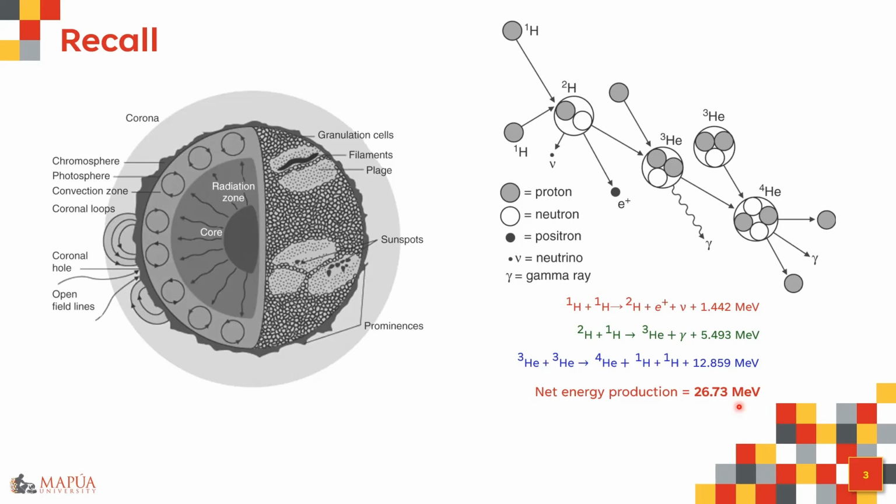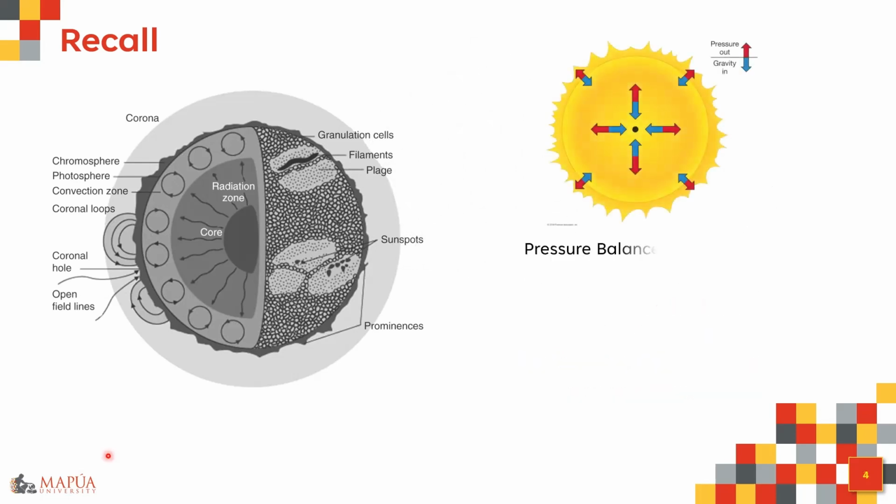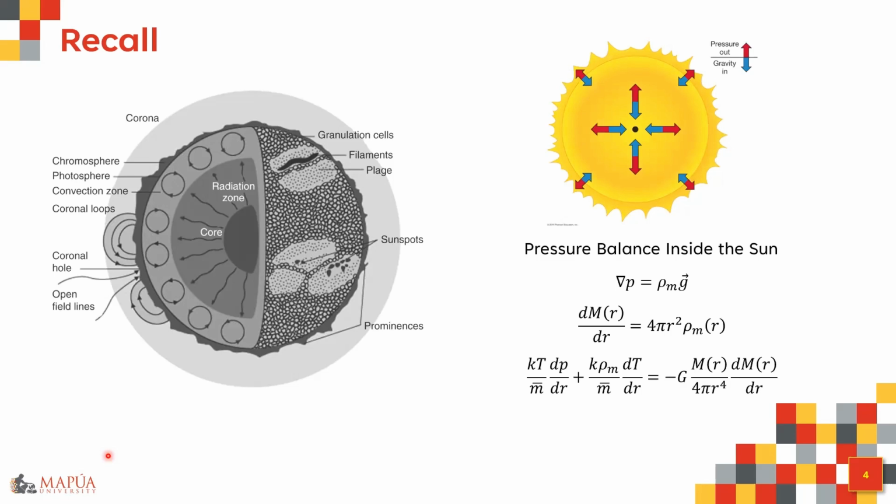Okay, and then this energy is being transferred through the radiation zone and through the convection zone in order to determine how density, temperature, and other parameters are estimated to vary with distance from the center of the sun. One of the first things that we discussed there was to assume that there is pressure balance inside the sun. So that means the pressure gradient that is exerted outward by the plasma is balanced by the gravitational force of the components of the interior of the sun.